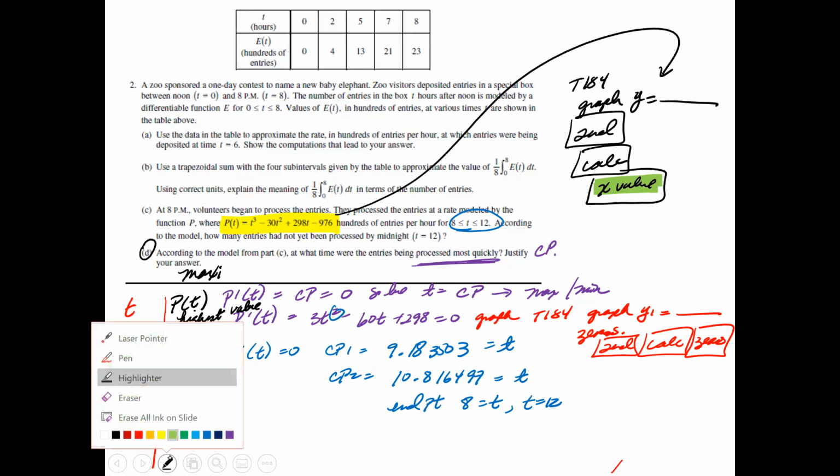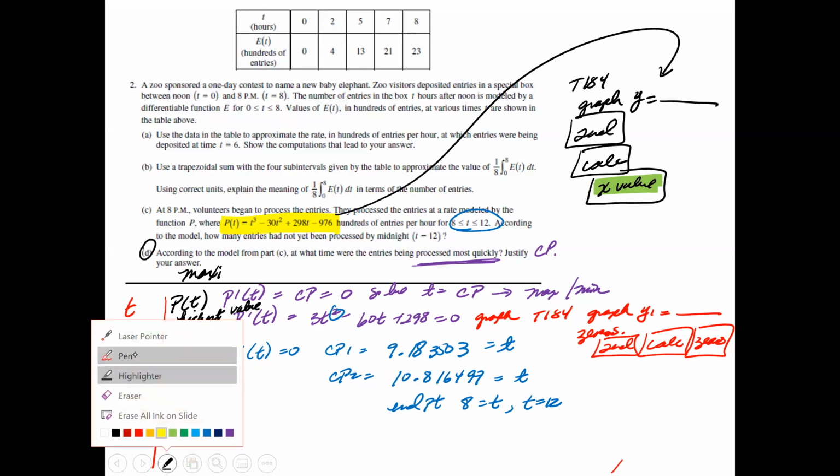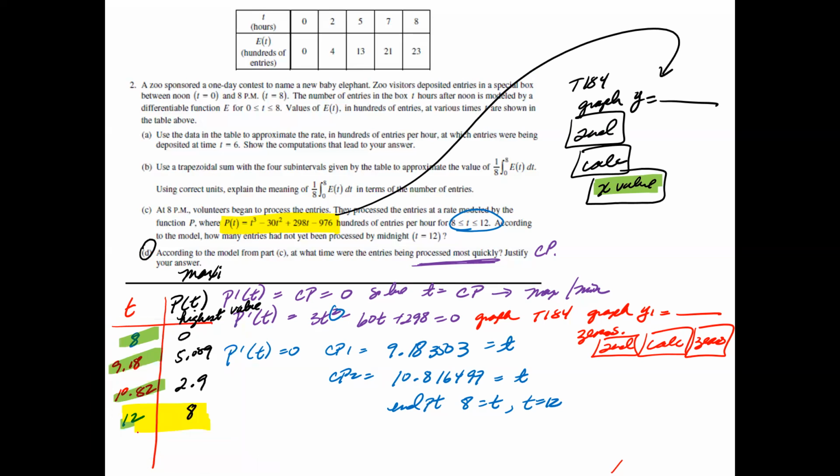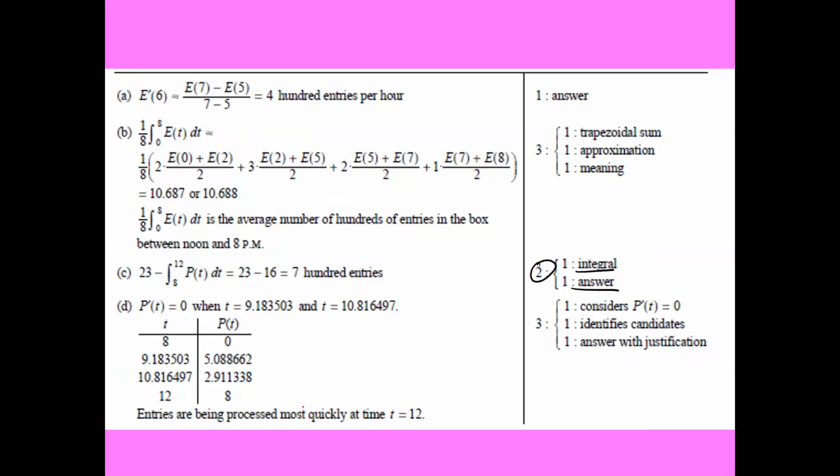So which one here has the biggest value? Right there. So then what you can say here is, and again, I like to go back to the question: entries being processed most quickly are processed most quickly at T equals 12. All right, you guys, so that is your second part right here.